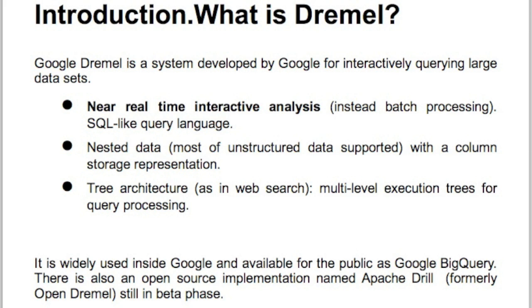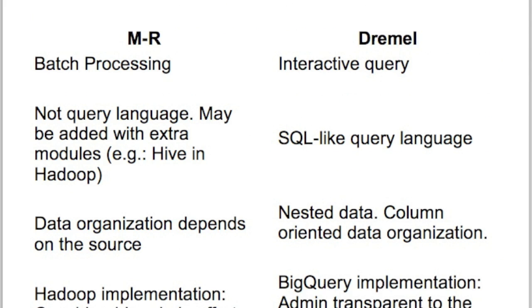In order to implement this solution, Google has created a column storage representation system for nested data and also an execution tree of servers for processing the queries. That's the internals of the system. That is widely used into Google for several things like processing spam or tracing the usage of applications into the Android market.